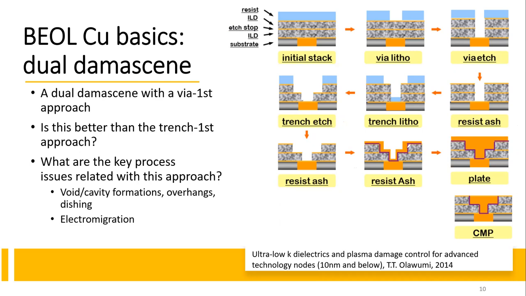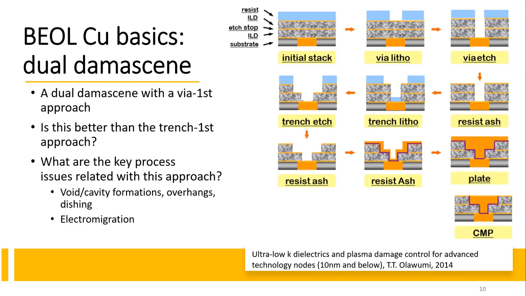And then this dark purple line is your adhesion layer, of course. And then later on, you remove it with a CMP. And these are more complex. Of course, there are many key process issues related to this: the void cavities, overhangs, dishings, electromigrations. All these are because the size we're talking about here is very small. Some of them are under 10 nanometer for the most advanced technology. So we are in a scale of nanometer, tens of nanometer per se. And when you go into that small size, you will have troubles.